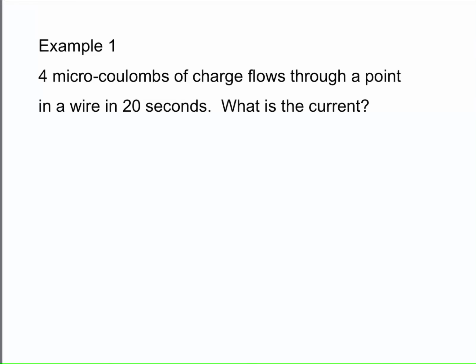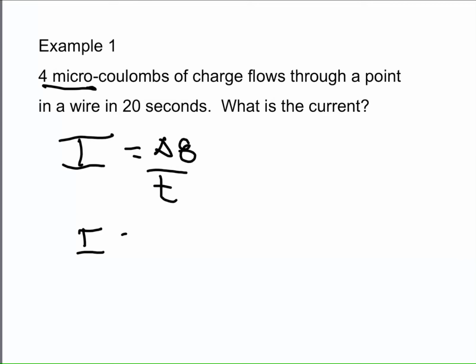Okay. Now, real quick, we'll do 2 examples, and then we should be good to go. So 4 microcoulombs of charge flow through a point in a wire in 20 seconds. What is the current? So we're going to say I equals delta Q over t. So I is going to be delta Q, which is 4 micro, so 4 times 10 to the negative 6 coulombs, divided by 20 seconds. Okay, I will give you a second or two to work out that math.